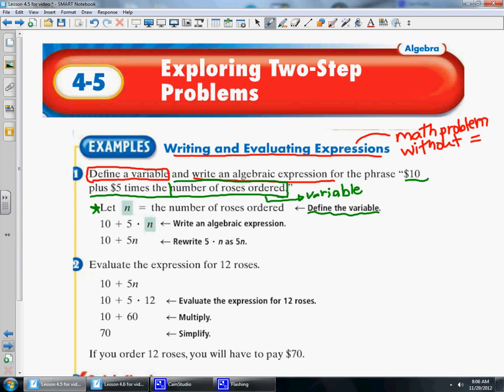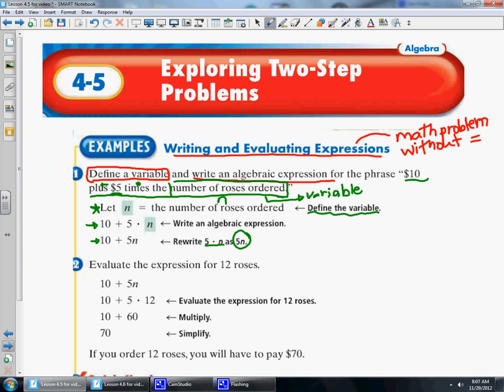So we look at the English sentence, and we have 10 plus. So we write the 10 and then plus, and then $5 times, so we know this is plus, times the number of roses ordered, which we know is n. So then we just rewrite that right here: 10 plus 5 times n. And then it can be rewritten without the multiplication dot, because we already know that a number next to a variable means to multiply. So instead of writing 5 times n, we can just write 5n.